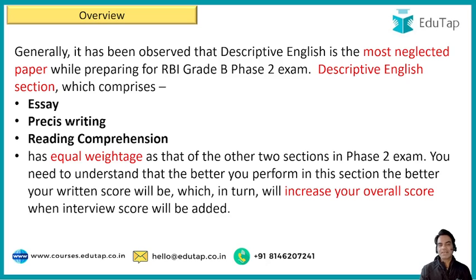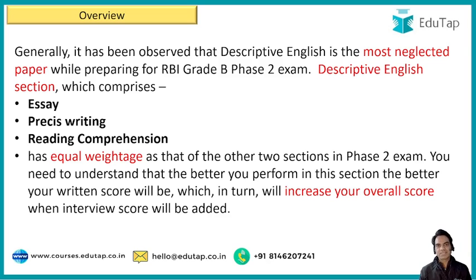So first of all, guys, an overview about descriptive English. For your final selection, your score for phase 2 and for your interview part will be put together. It will be collated, and then your final selection will be shortlisted. And descriptive English is an integral part of your mains exam, or you can call it phase 2 exam. Descriptive English has equal weightage to the other two exams, that is your FM and ESI paper.